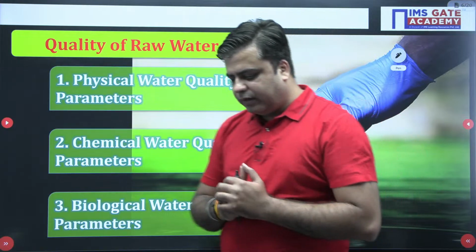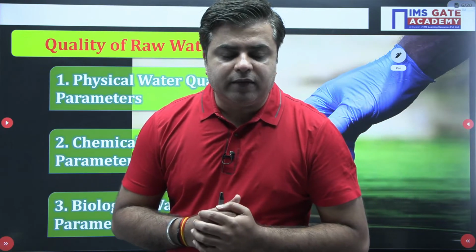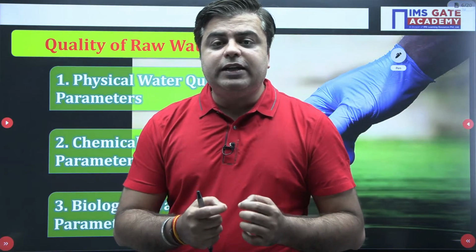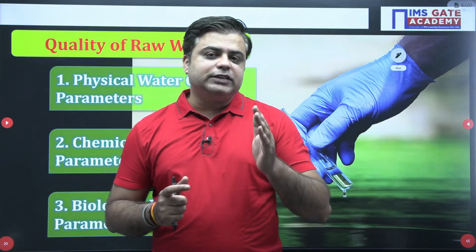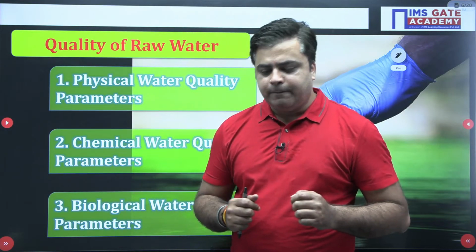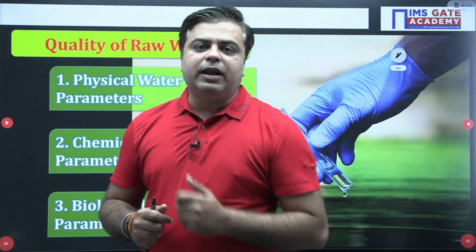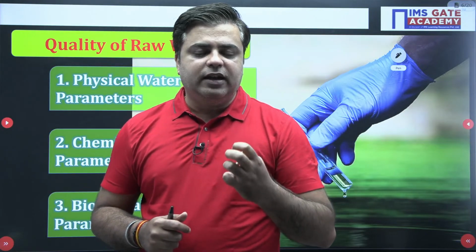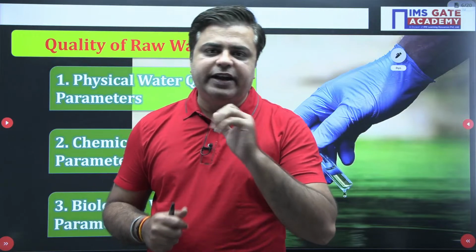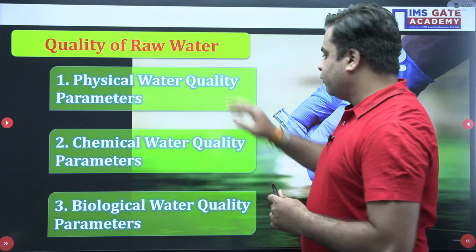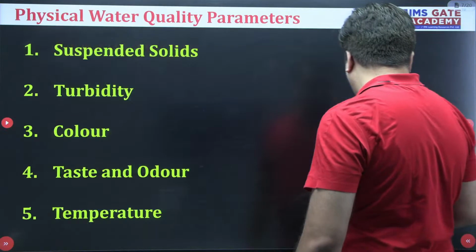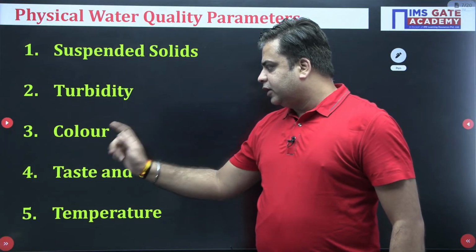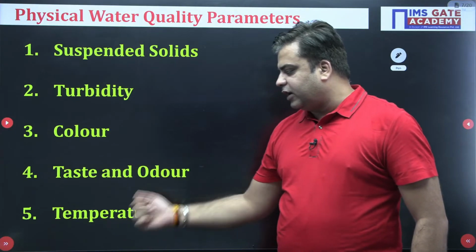Okay, so one by one. What is a physical water quality parameter? Those water quality parameters which can be physically sensed or felt by any of our organs are classified as physical water quality parameters. In simple words, those which we can see, feel, or smell are classified as physical water quality parameters. So physical water quality parameters are basically of 5 types. First is suspended solids, second is turbidity, third is color, fourth is taste and odor, and fifth is temperature.